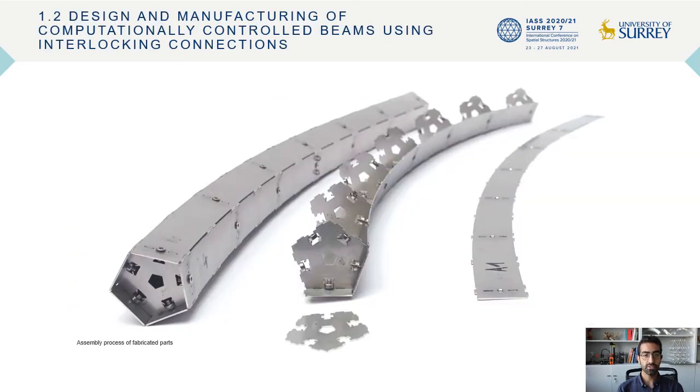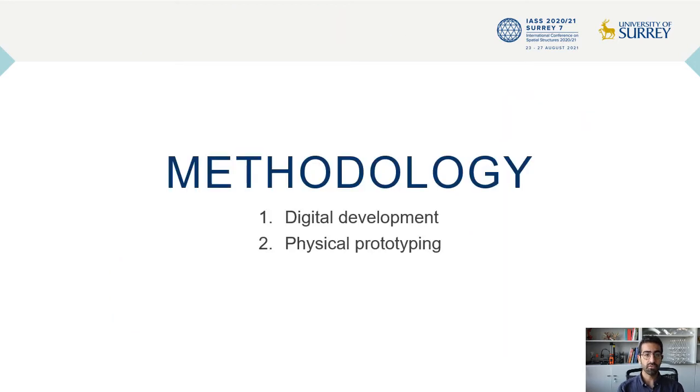Therefore, this research project investigates computational strategy to design and manufacture a curved steel beam using interlocking connections. The computational methodology uses a form-finding approach to integrate the geometric and material characteristics in the deformation process to not only inform the structural performance but also design of connection details. The research follows a twofold methodology of design to fabrication development and physical prototyping.